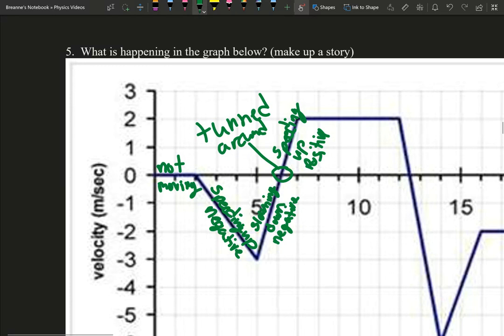So right here, in a velocity versus time graph, you're still moving, you're just moving at a constant rate. So it's constant. You're still in the positive, but it's a constant velocity. So our last little bit here in the positive, you're still positive, but your numbers are getting smaller, so you're slowing down.